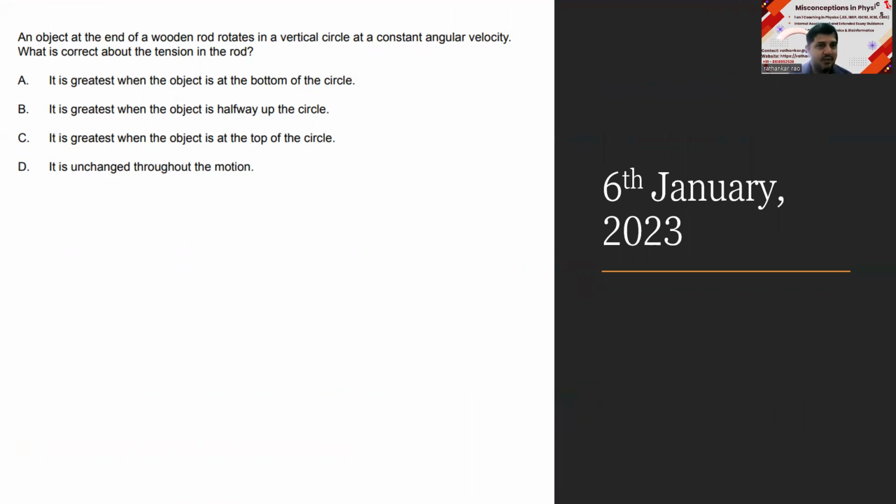Now, as you already know, what happens to the tension when a rod is rotating in a vertical circle? Will the tension remain the same? Will it be larger, will it be greater? And if it is larger and greater, then at what positions will it be larger and greater? This we have already explored using a formula. Think about it and then try to answer it. Okay. Now let us move on to the next question.